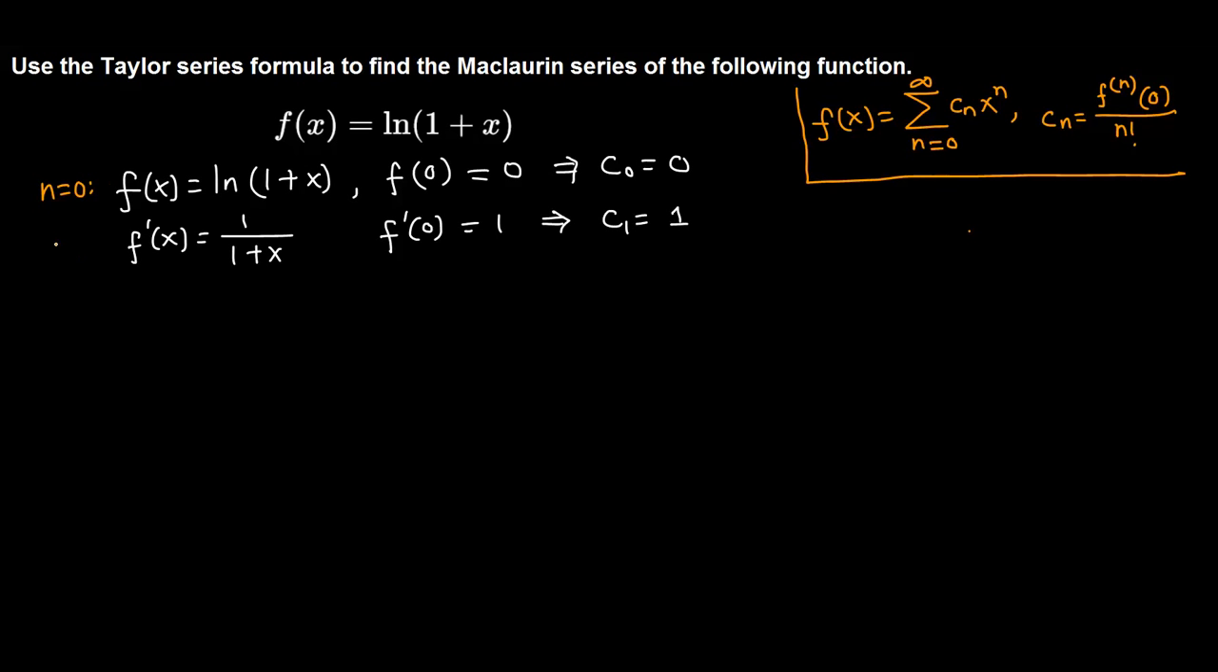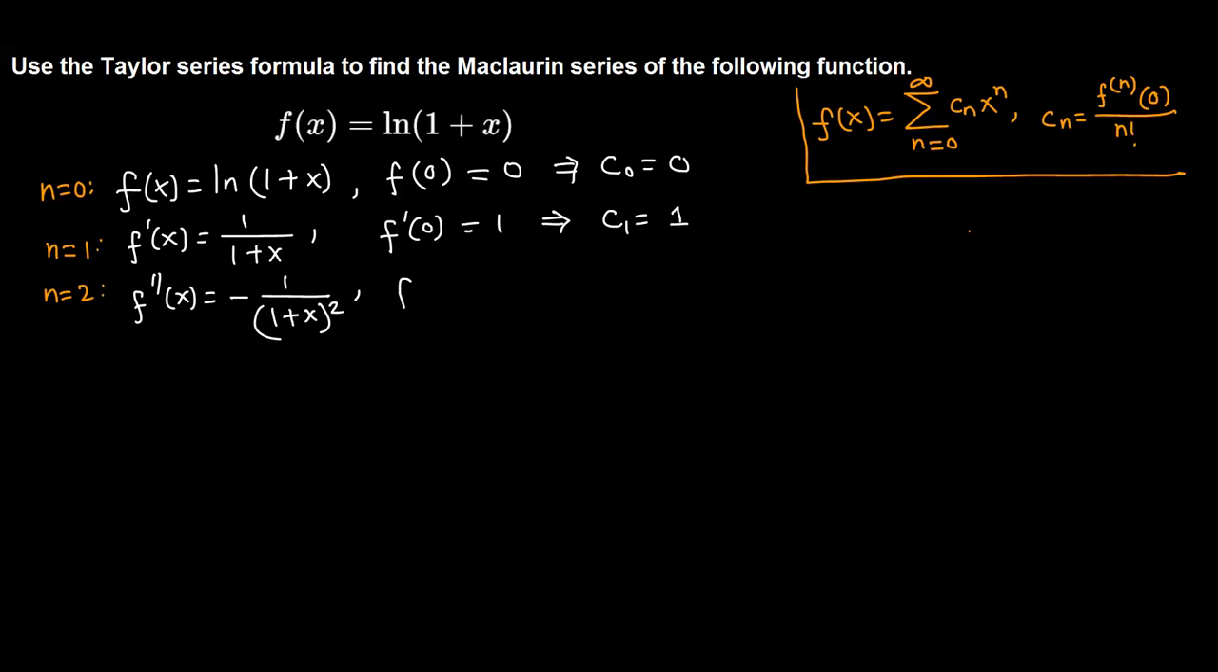Okay, this is related to n equals 1, now related to n equals 2. That means let's find the second derivative, that is the derivative of this, using the quotient rule, or you can move 1 plus x to the top, which is (1 plus x) raised to negative 1. In either case, the derivative is now negative 1 over (1 plus x) squared.